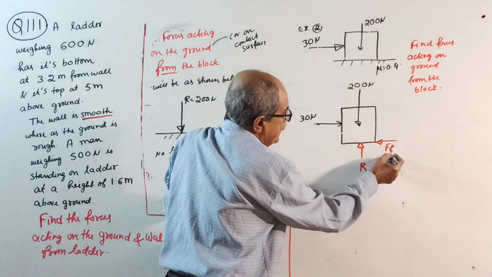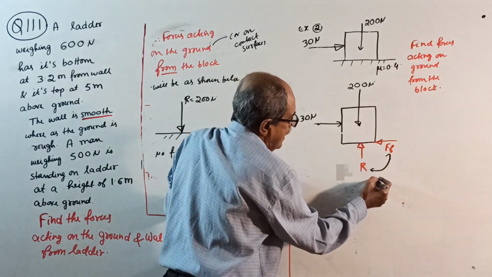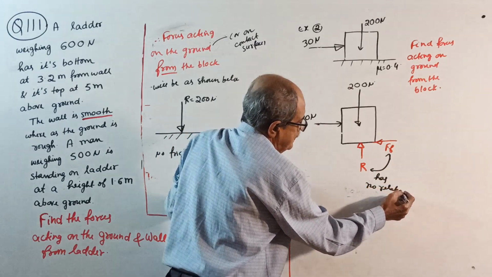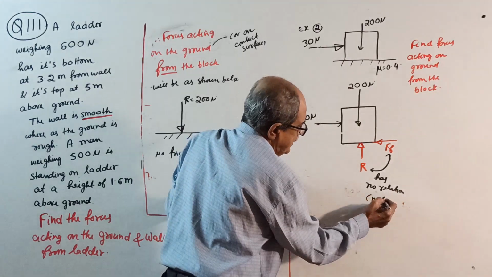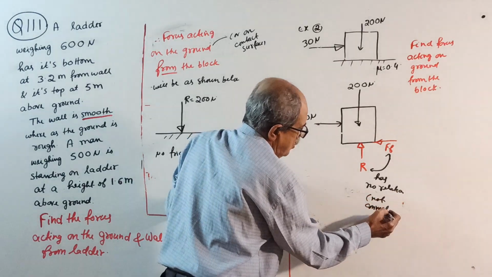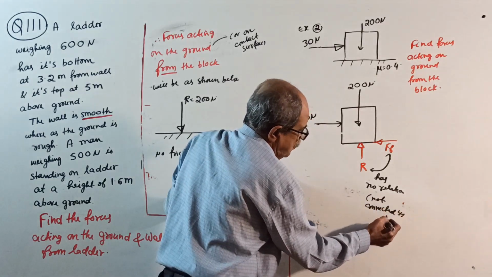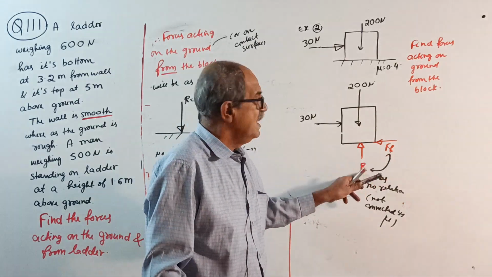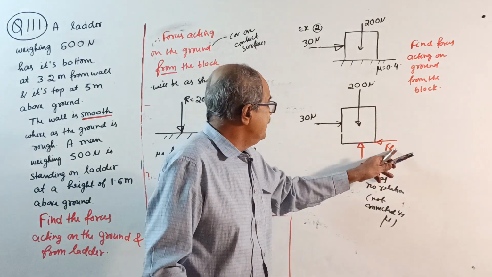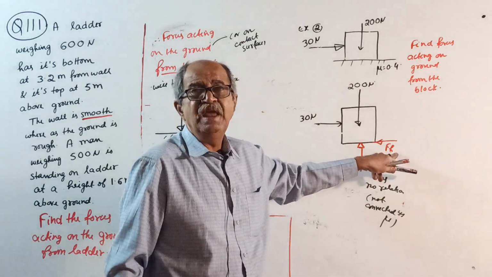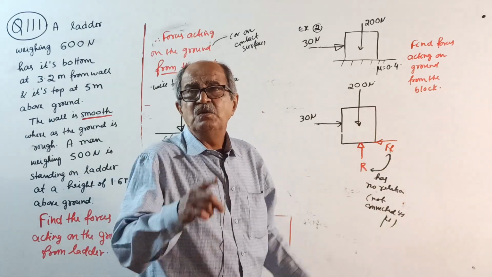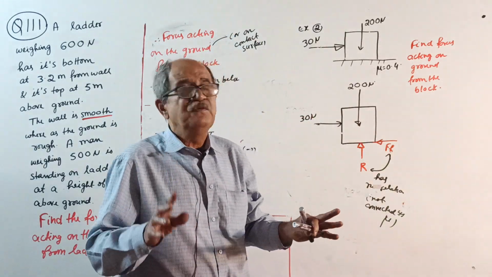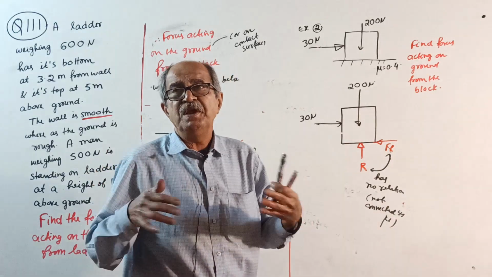See, this Ff and R have no relation. That is not connected by mu. Right now, we don't know. Maybe it is possible that it is connected by mu. Write all this: it may be connected by mu, meaning this Ff may be mu times R, but that is only when this force results in the block being on the verge of moving. We do not know that.